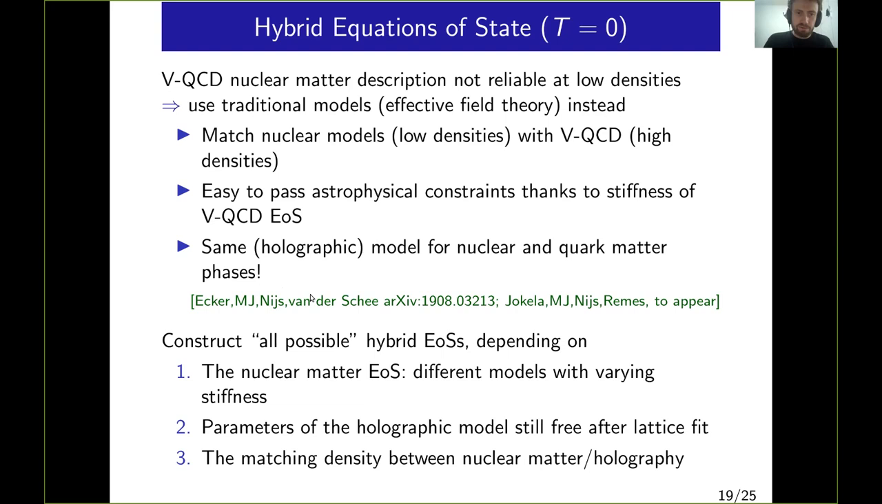And what we then do is that we construct all possible hybrid equations of state. So we take a carefully selected set of nuclear matter models. We have different models with varying stiffness. And we choose different parameter sets for the holographic model. And we also vary the density where we match the nuclear matter and the holographic model. So the matching density is somewhere around 2 times the nuclear saturation density. And then we study what is the remaining freedom if you allow all these parameters to vary. And the results are shown on this slide.